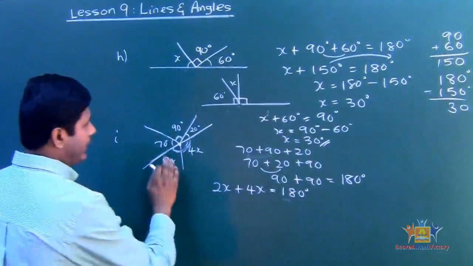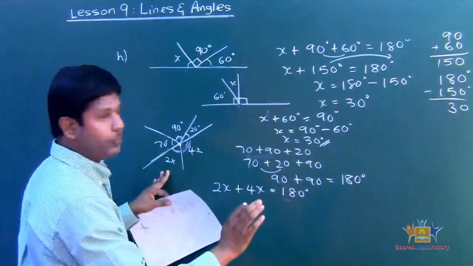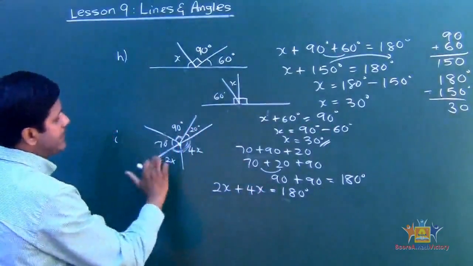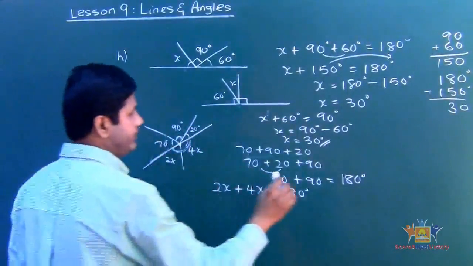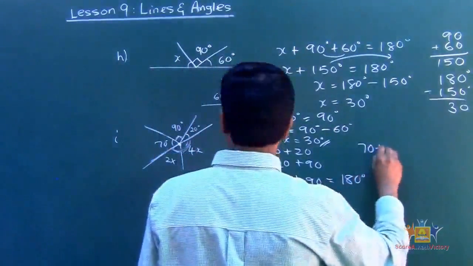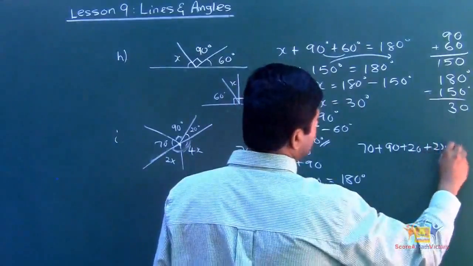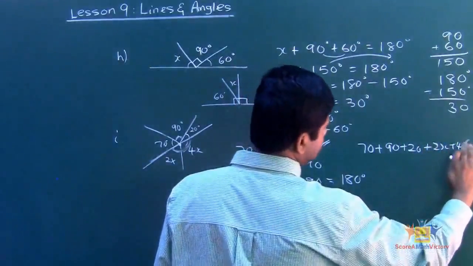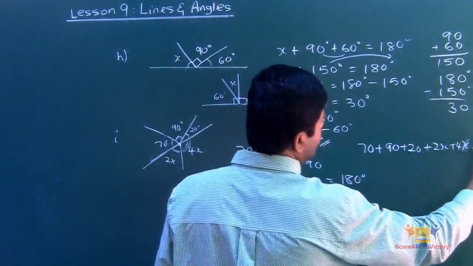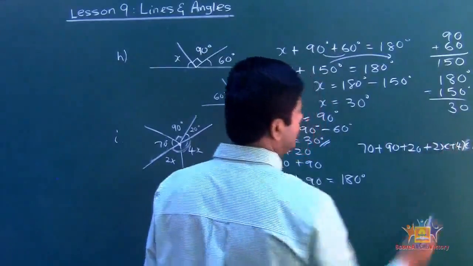I'll show you what it would be. If I didn't eliminate the top part, it would be like this. 70 plus 90 plus 20 plus 2x plus 4x equals 360. See that?